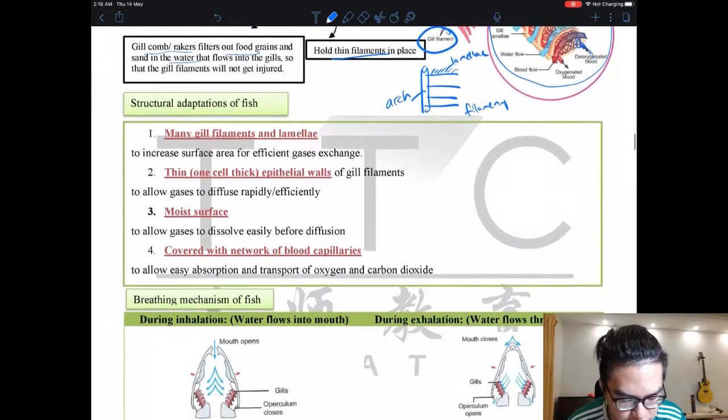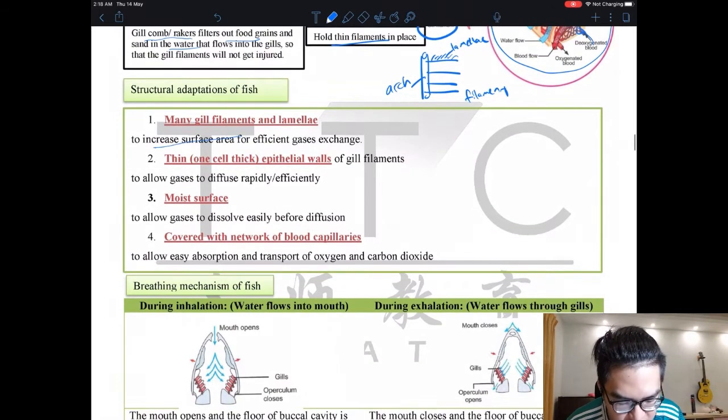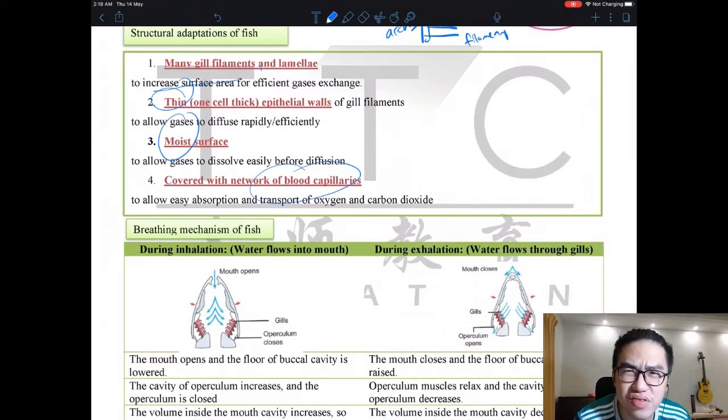Let's look at the adaptations. They have many gill filaments, a large surface area, thin, moist, a network of capillaries. All these you have really learned. I think you even learned this in Form 2 already, which is in your villus, the one in your small intestine. So it's almost the same adaptation.